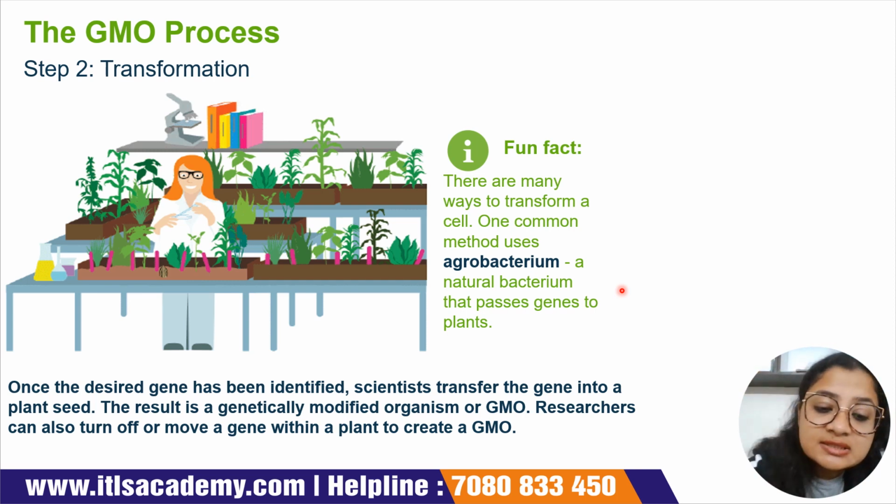Once this desired gene is identified, the scientists will transfer the gene into a plant seed, and the result will be a genetically modified organism, or GM. And the researchers can also turn off or move a gene within a plant to create a GM.